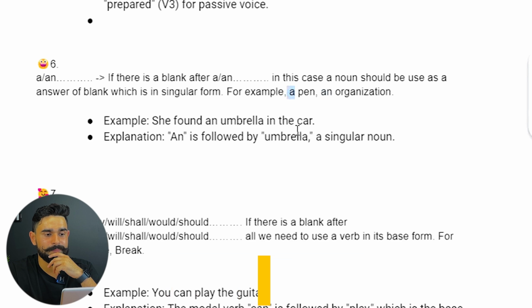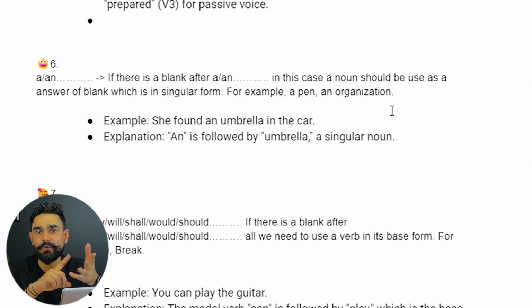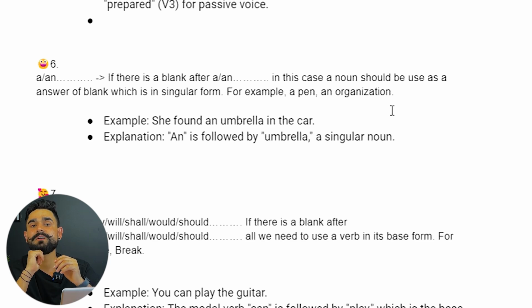So let's have a look at an example as well. Like, "she found an umbrella in the car". If there is an, that should come to your mind quickly, because after an, a vowel sound is going to come, like an umbrella, an organization. You know the vowels A, E, I, O, U, I just explained to you. So if there is an and there is a blank after that, that thing should come quickly to your mind. Okay, let's have a look at the vowel words. What are the words that have a vowel at the start? Okay, so A, E, I, O, U.